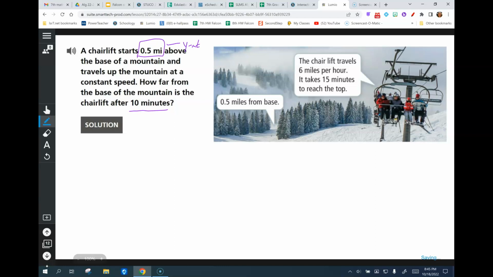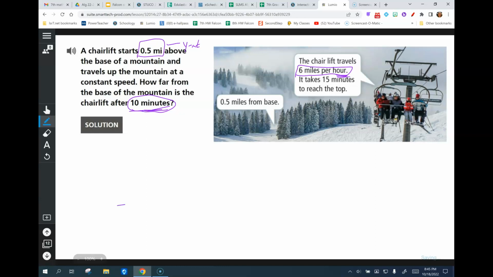Okay, now this one creates a couple things. One, notice that it says that after 10 minutes, where is it? But look what it rates it here. It's 6 miles per hour. So this one is in hours and this one is in minutes. We can't be in different units. So what we're going to do is just a little, what's called unit analysis.